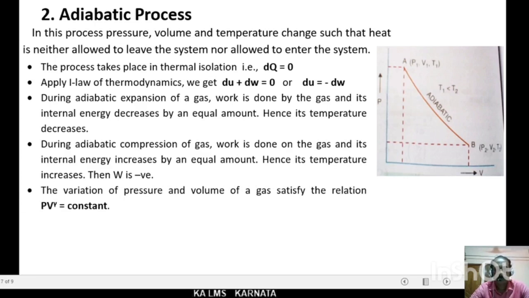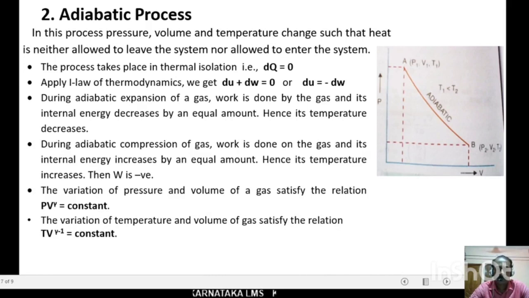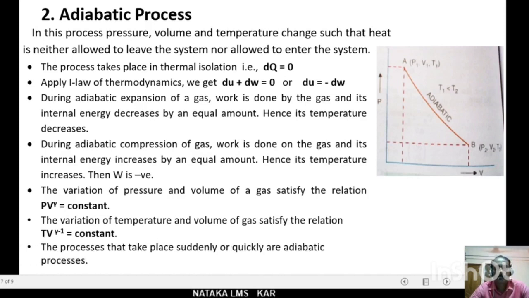The variation of pressure and volume of a gas satisfies the relation PV raised to gamma equals constant. Here gamma is the specific heat ratio, that is Cp by Cv. This also satisfies the relation T into V to the power gamma minus 1 equals constant. The process that takes place suddenly or quickly is adiabatic. Adiabatic process is a sudden process, isothermal process is a slow process.